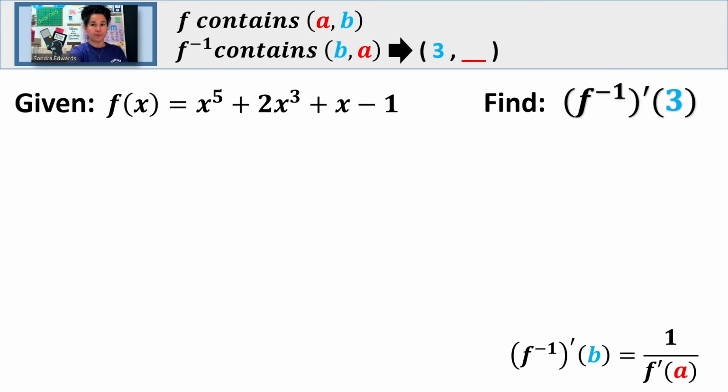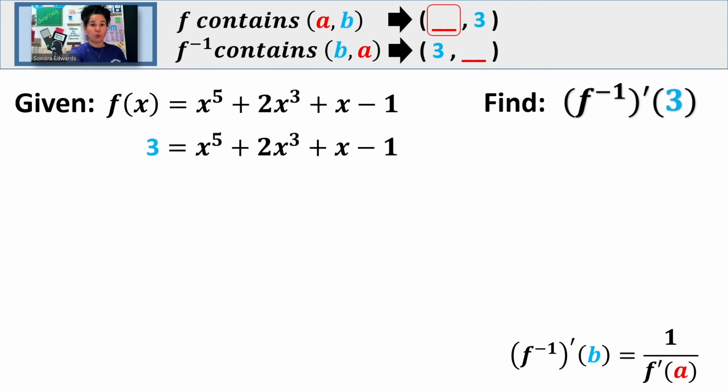So far, we know that f inverse has the point 3 comma something, and the f function has the coordinate something comma 3. We need to figure out a. We don't know anything about f inverse, so if we want to figure out a, the only thing we can do is go to f of x. And since we know the y coordinate is 3, I'm just simply going to replace the y with 3 and use it to find the x coordinate, which is our a.